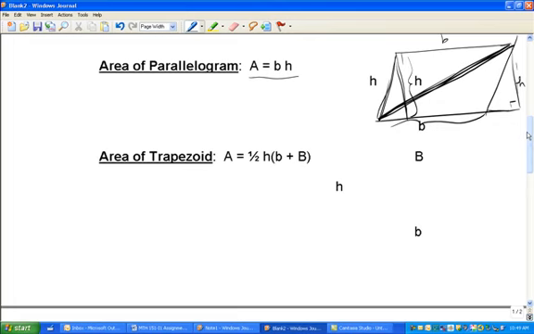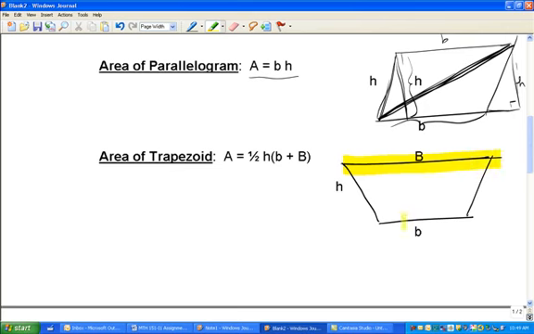Okay, now we have our trapezoid. Trapezoid, remember, has 2 sides that are parallel. And every time I want to emphasize something, I need to go to my highlighter. The 2 sides that are parallel are called the bases. The height is the perpendicular that drops from one base to the other. So this is H way over here.